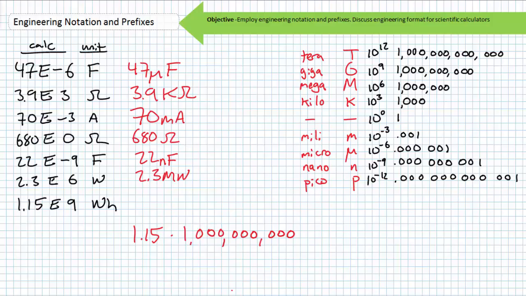10 raised to the ninth is a billion, or 1 followed by 9 zeros. 1.15 times 1 billion is 1,150,000,000 watt-hours. Using engineering prefixes, I could say the 9 to the right of the e is better represented using the giga prefix. Therefore, this is 1.15 gigawatt-hours.